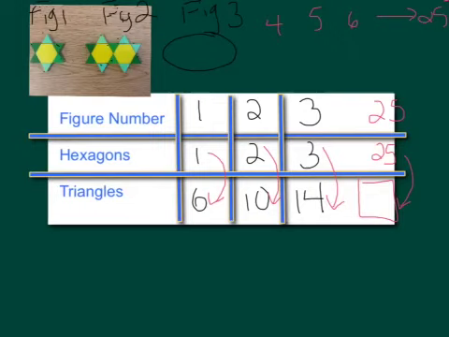You probably don't remember this pattern rule, so I want you to pause the video and see if you can figure it out. I'll give you a hint. This one involves 2 different steps. There's a plus and a multiplication, or an addition and a multiplication.